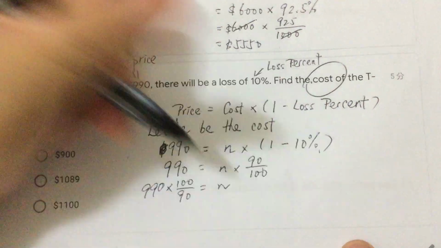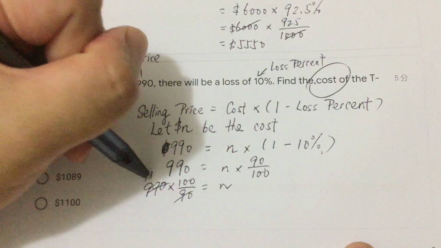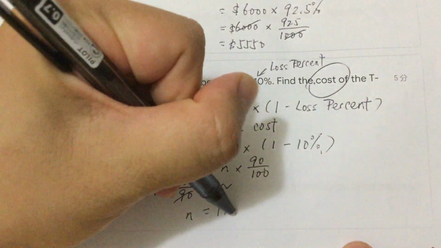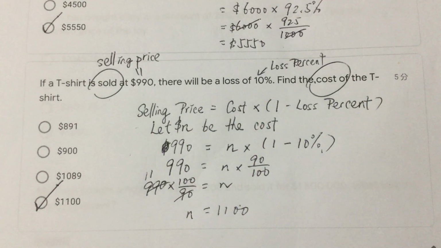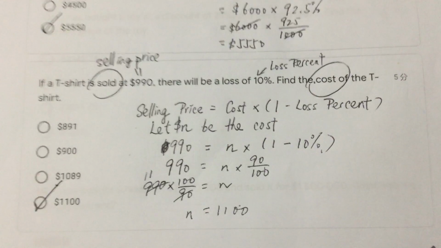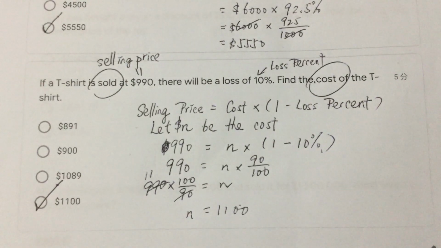And then equals n, and we do the calculation. This is 11, so n is equal to 1,100 immediately. So the answer of this one is the last one. Once again, this is $1,100 for the cost. So please pay attention. Every time you need to remember 2 formulas.